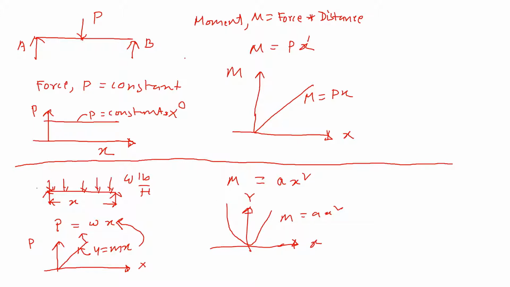So what I'm trying to explain here is that whatever the degree of the force, the moment will be 1 degree more, and once we know the degree, we can draw or predict how the curve will look when we solve the shear force and bending moment diagram.